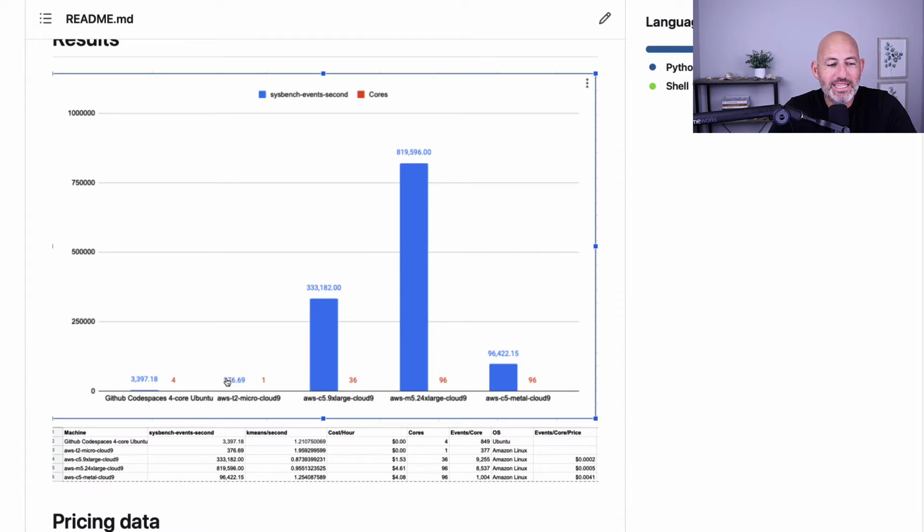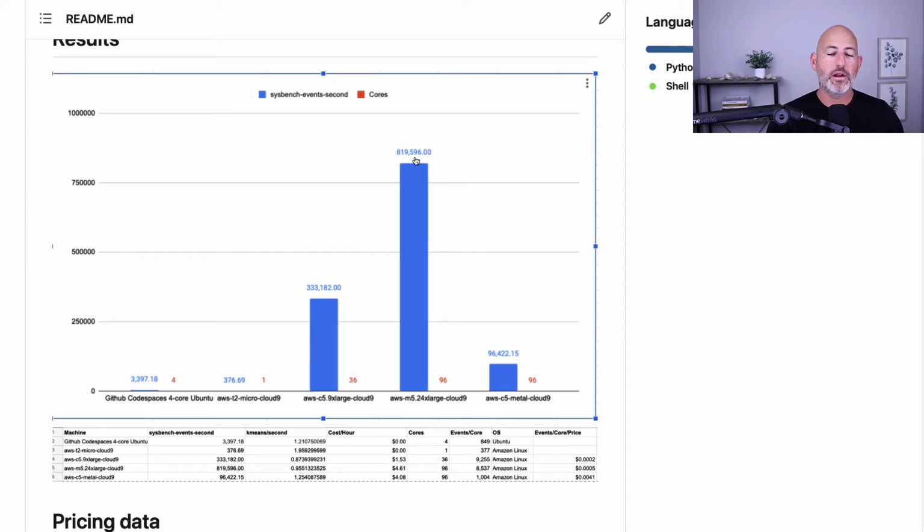You can see that a 4-core machine from GitHub Codespaces, which again is great, it's a great, powerful machine, you can do about 3,300 events in about 10 seconds. But in terms of the machine here, the total amount of events you could do in 10 seconds, the 96 core was 820,000. So you can see we're talking over 200x, 250x performance by using these large machines.